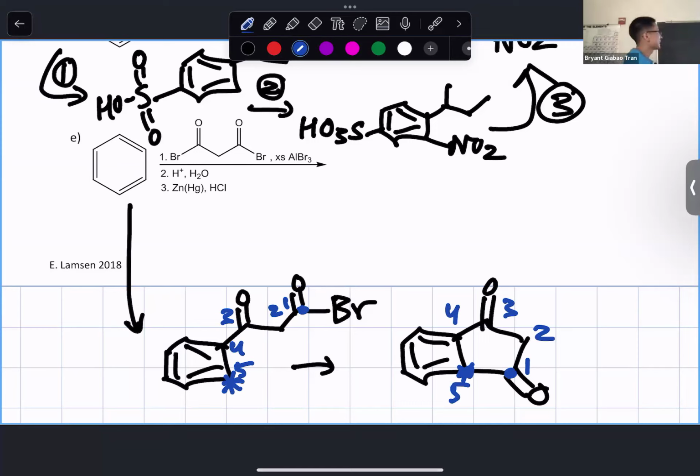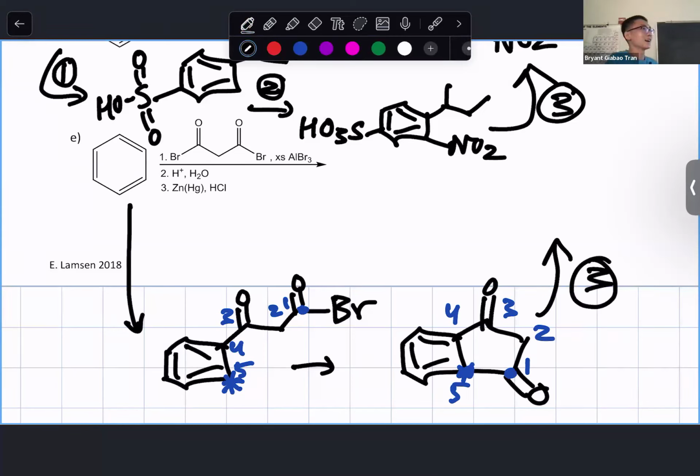Right. What would the last step do here? Zinc, mercury, or think of it as H2, Pd/C. Yeah. Get rid of the carbonyl. That's it. Nice. That's it. Yeah.